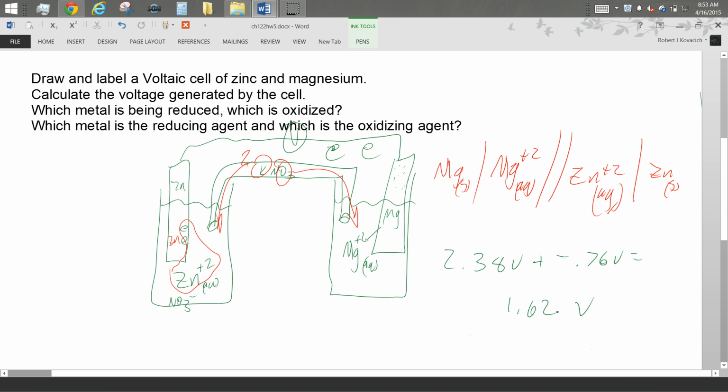Is this a good battery? Yep. It's about 1.2, is that what you said? No, 1.5. So it's above 1.5. This is the high end of what an AA or AAA or C or D battery would be generating, brand new, and these metals aren't that expensive.